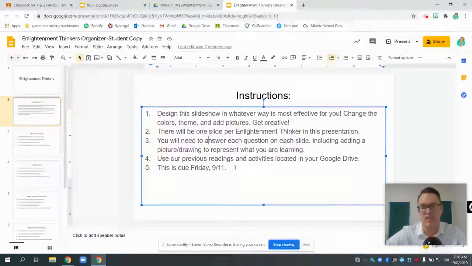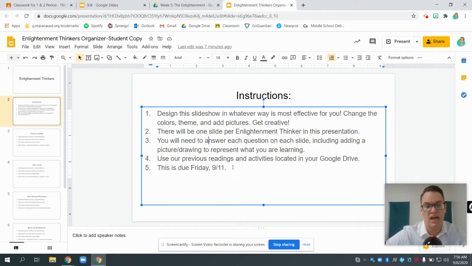Even if you haven't done the annotations, I know some of you haven't, I would go back and still use those documents. And this is due on Friday, 9/11. So this Friday, this whole slideshow is going to be due. You have all week to work on it, which is going to be fantastic for you.